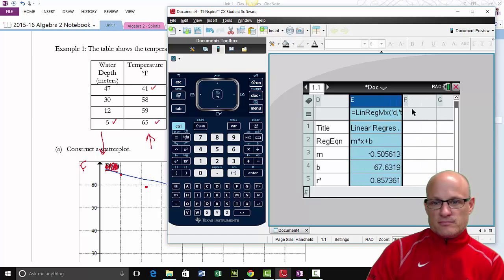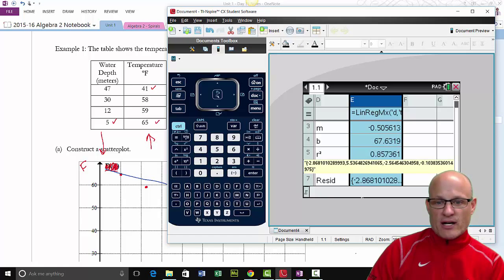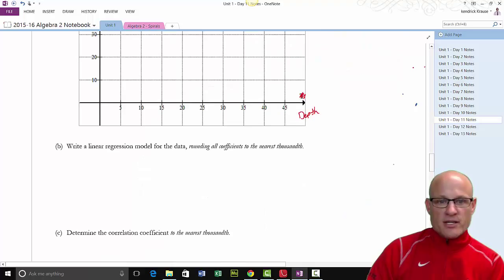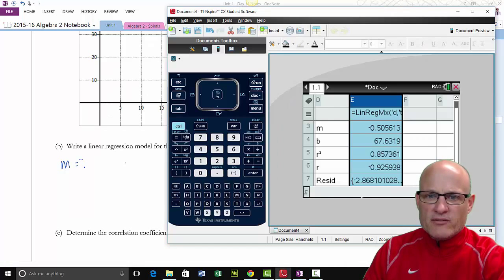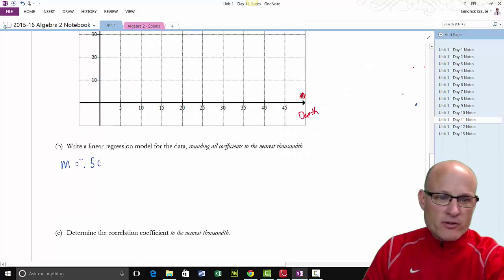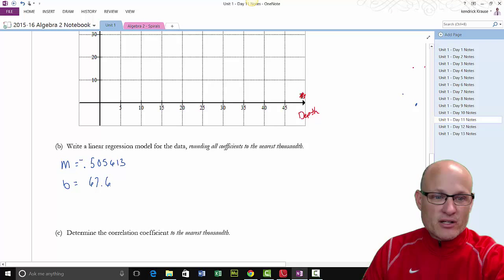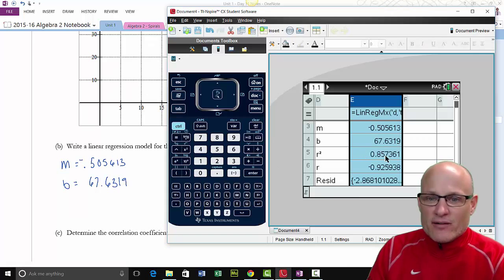So here we go. Here's what we need to know. Our m value is negative 0.505. When I write this regression equation, it says round to the nearest thousandth, but I'm going to write it out. M equals negative 0.505613. My B value is 67.6319. Now notice how I don't have all the points.